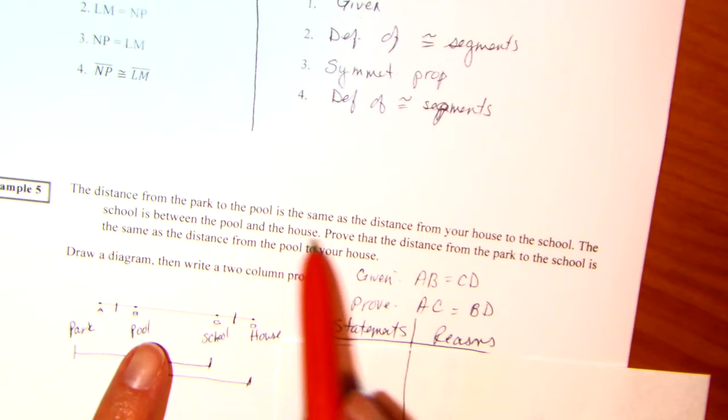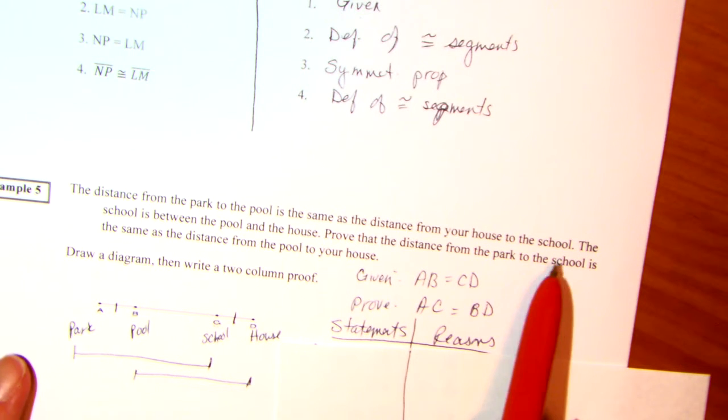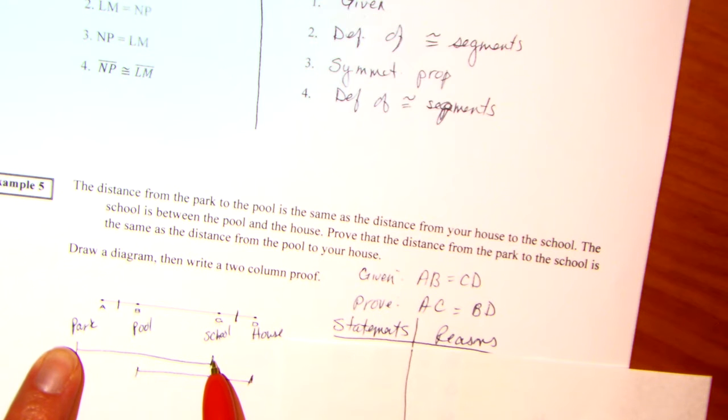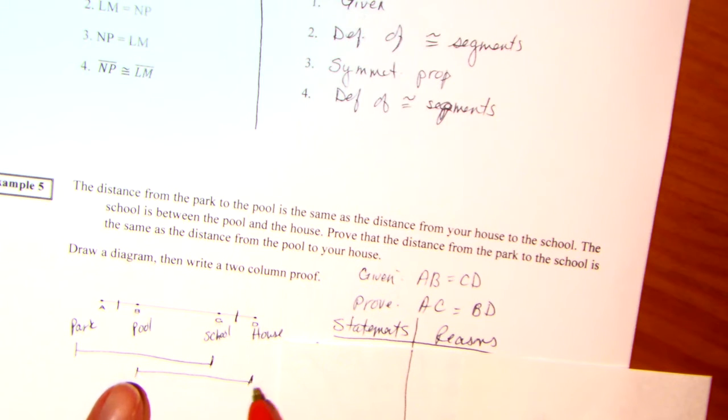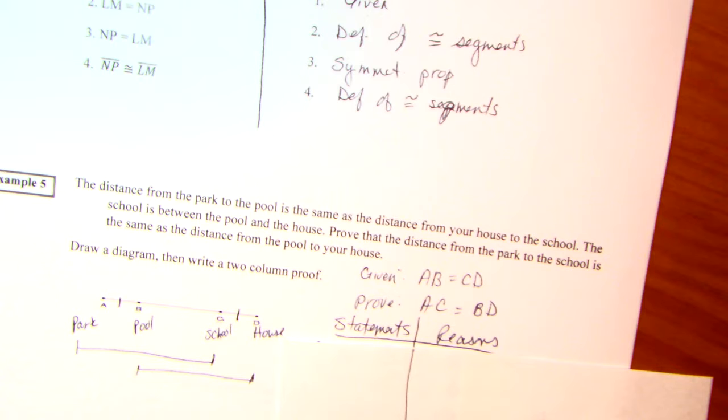Let's see here. Prove that the distance from the park to the school, so you want to prove that this distance is the same as the distance from your pool to your house. Alright, so here we go. Let's hope I don't mess this up again.